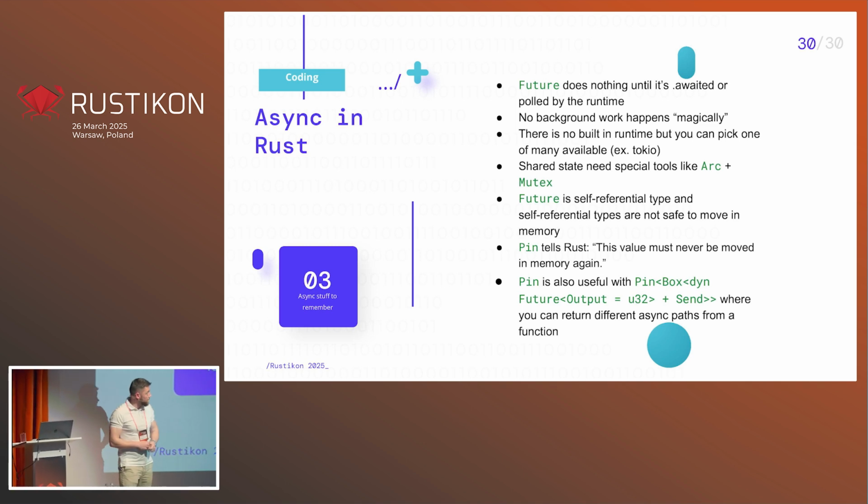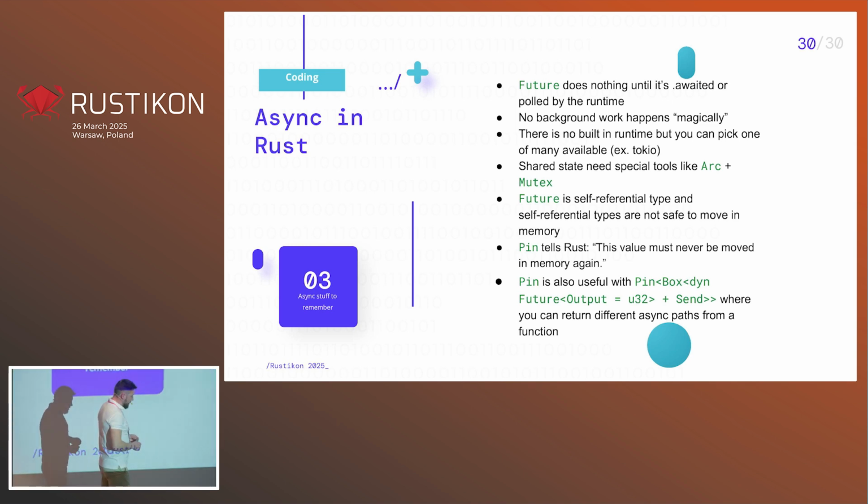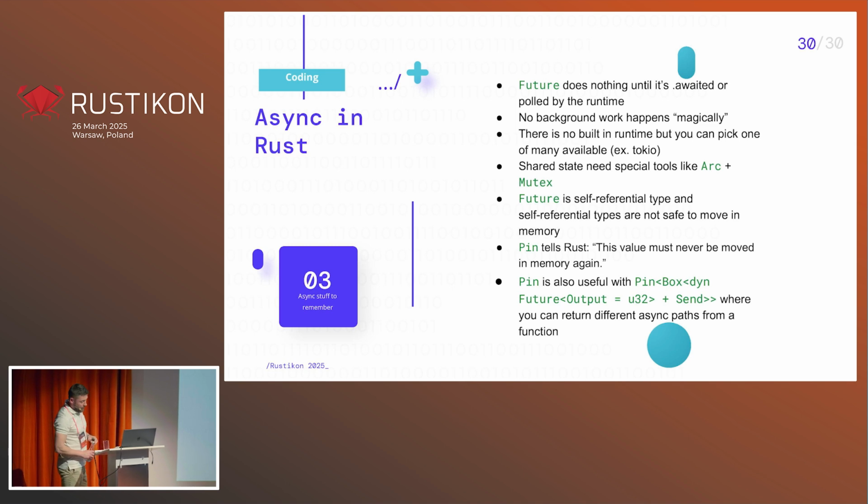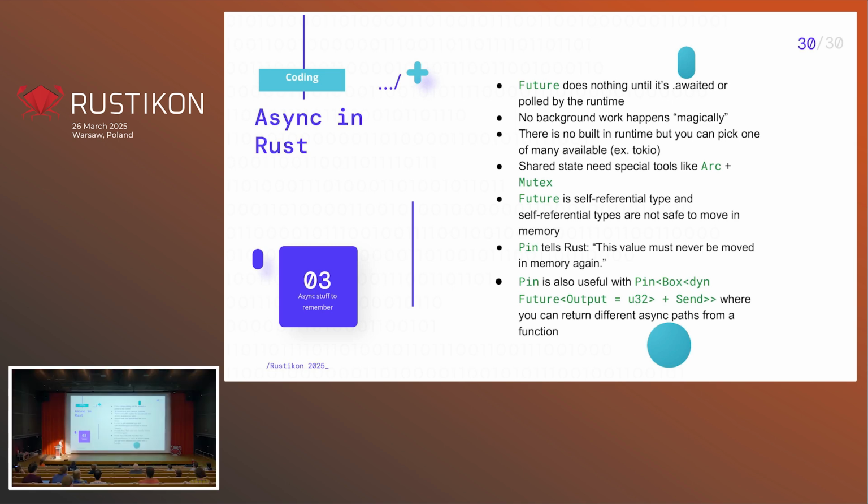First of all is the basic building block called Future, which you need to understand and remember is a self-referential type. And because of that, it doesn't really like being moved in memory. And for that, we have the Pin type, which is one of the types you need to understand to really get into async. Of course, you need to be aware, and you probably are, that Rust doesn't have a GC, but it also doesn't even have a runtime. You need to pick a runtime, like Tokio or another, and you need to deal with shared state with some built-in tools like Arc and Mutex.